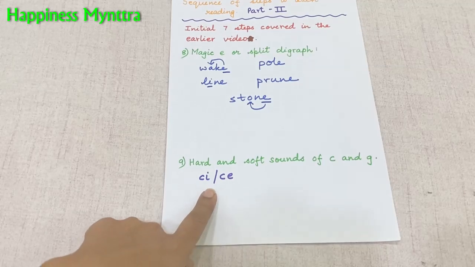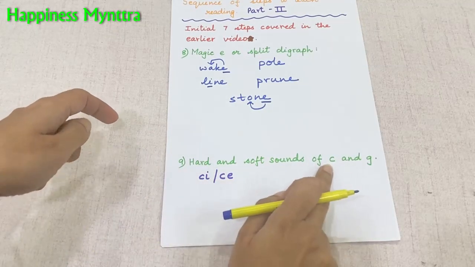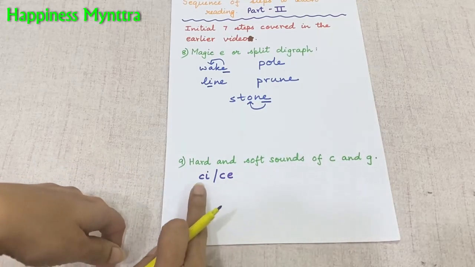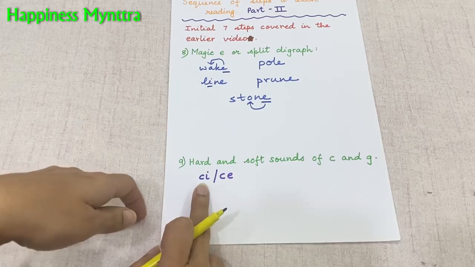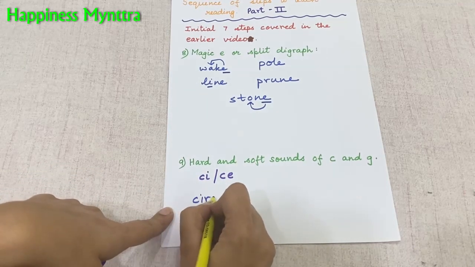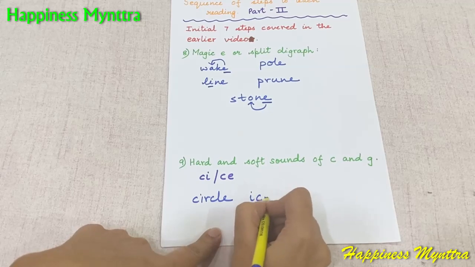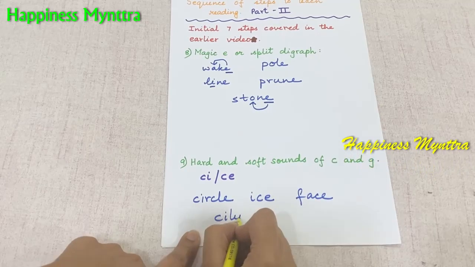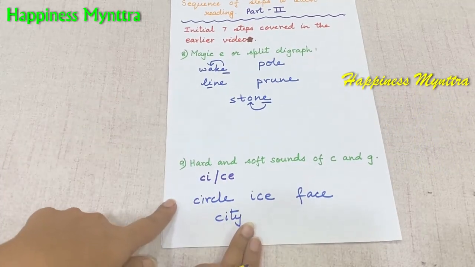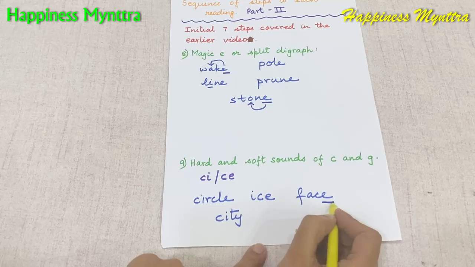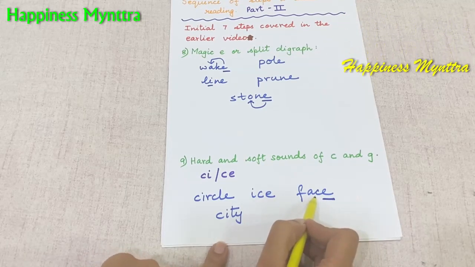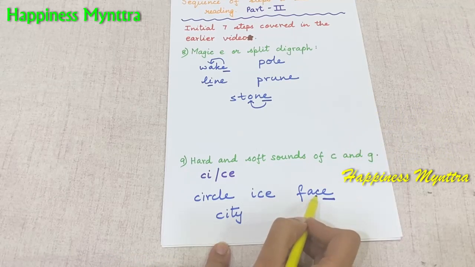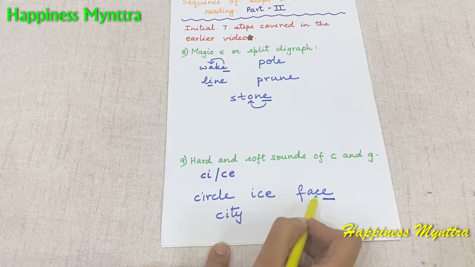A similar rule is with the hard and the soft sounds of K and G. So there are certain cases where the C takes the soft sound, which is that of an S. We have words like circle, we have words like ice, face, city. I do these two in conjunction with each other because you can see that when there's an E in the end, even in that case, the C is taking the soft sound, rather than K, which is its phonic sound.